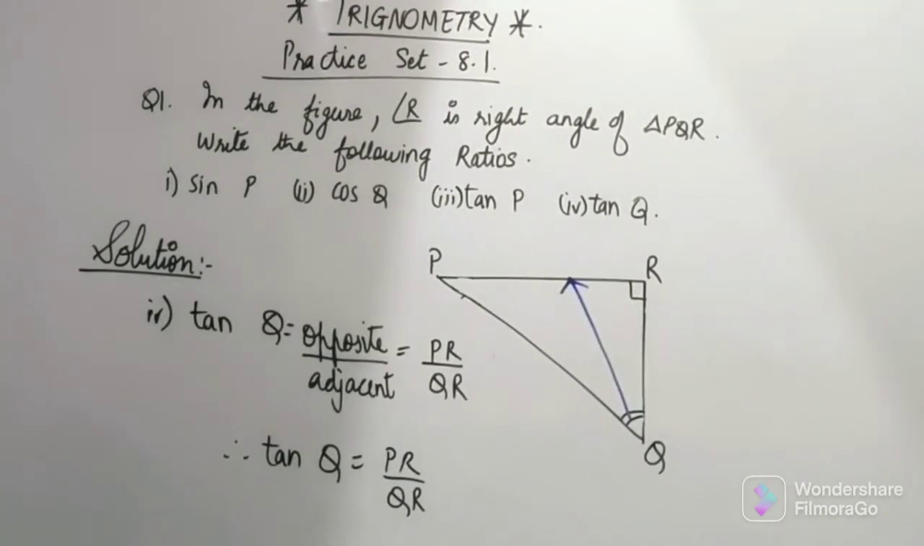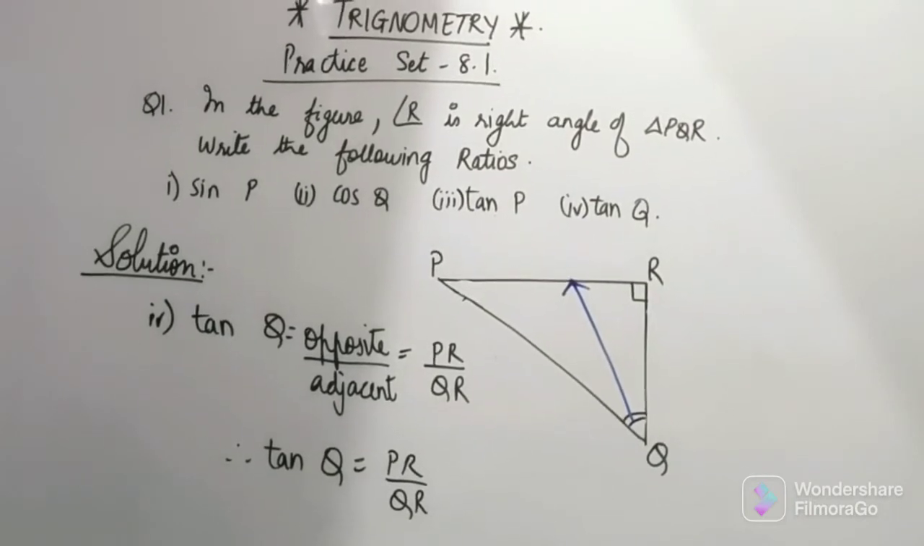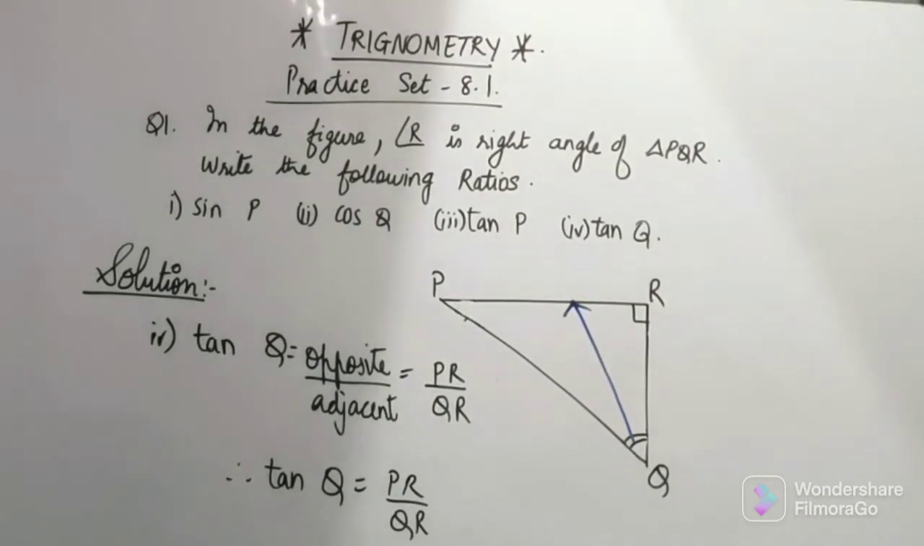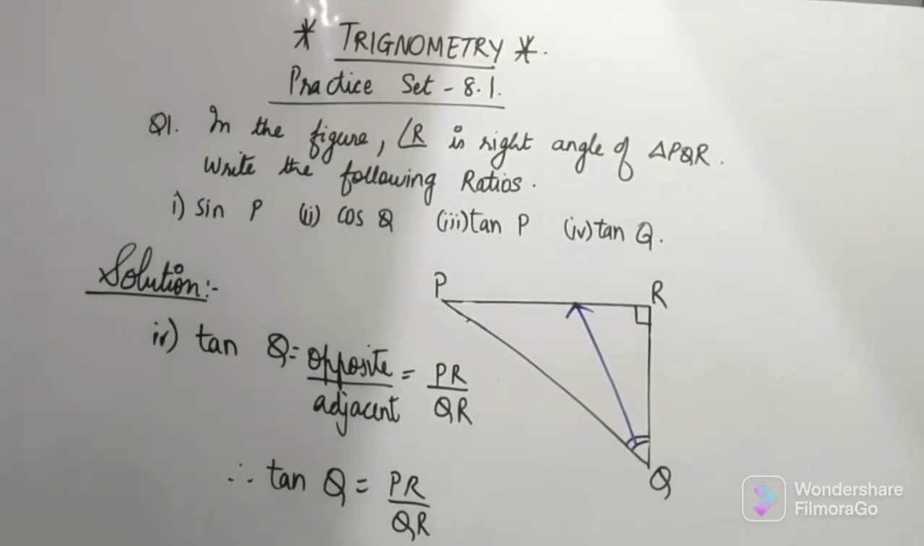Last one is tan Q. Again, we said tan is opposite upon adjacent. So this time Q is the angle, and you can see I've marked it with an arrow. Opposite side is PR, and adjacent is QR. So tan Q is PR upon QR.